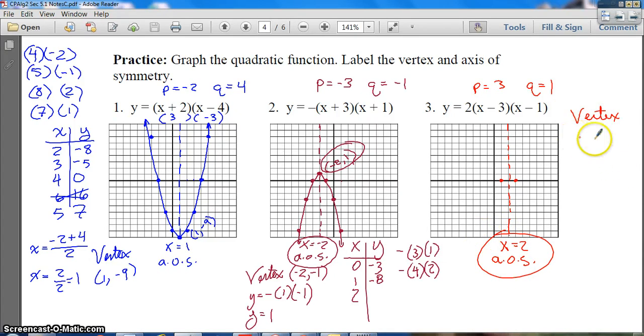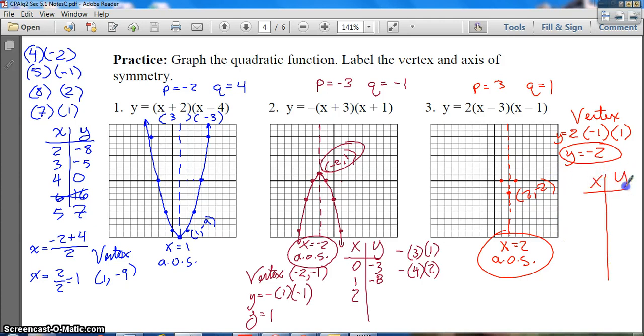I'm going to put in 2. So I'm going to get 2. Y equals 2 times. 2 minus 3 is -1. 2 minus 1 is 1. So this is going to be -2. Okay, so we got 2, -2. There's your vertex. The parabola should be opening up, so I can write it down here.